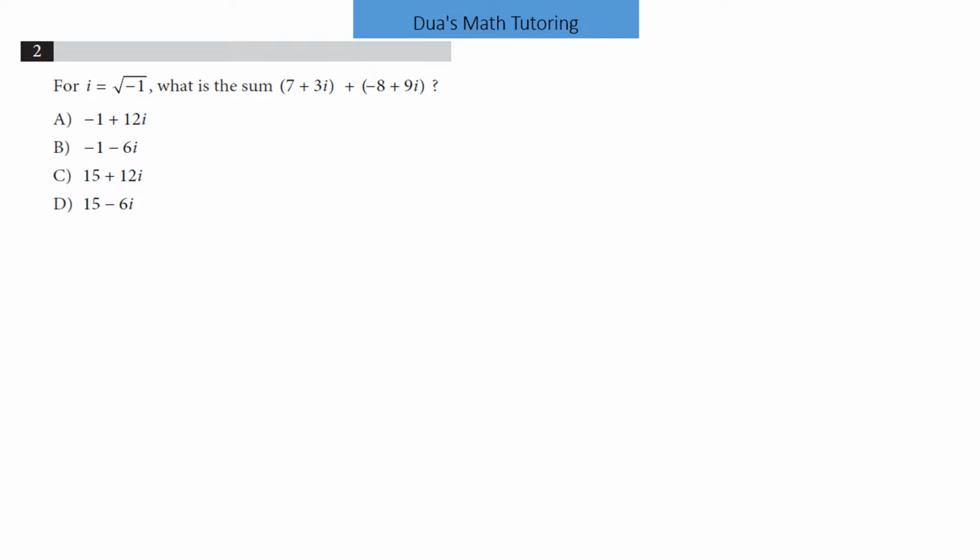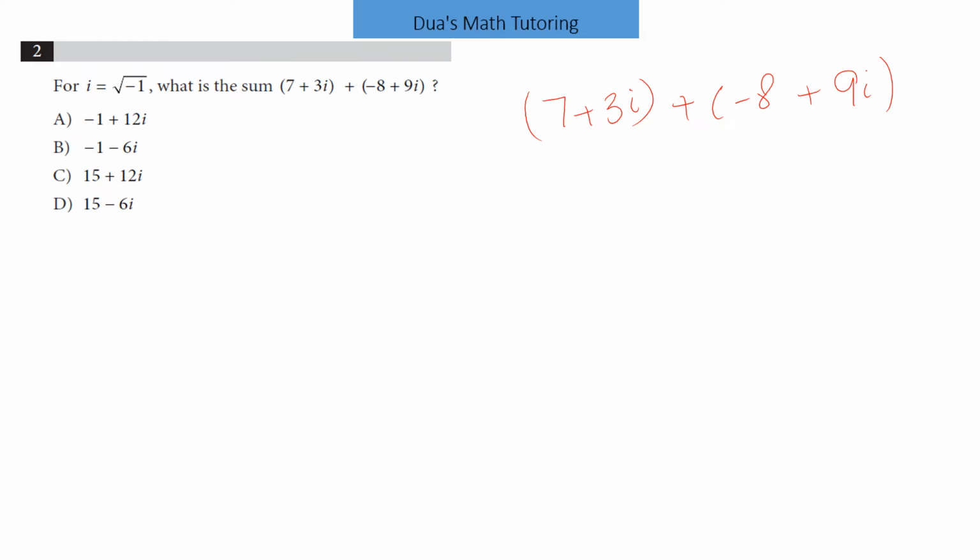Problem number 2: i is equal to the square root of minus 1. What is the sum of 7 plus 3i and minus 8 plus 9i? So we need to add two complex numbers. The first complex number is 7 plus 3i and the second complex number is minus 8 plus 9i.